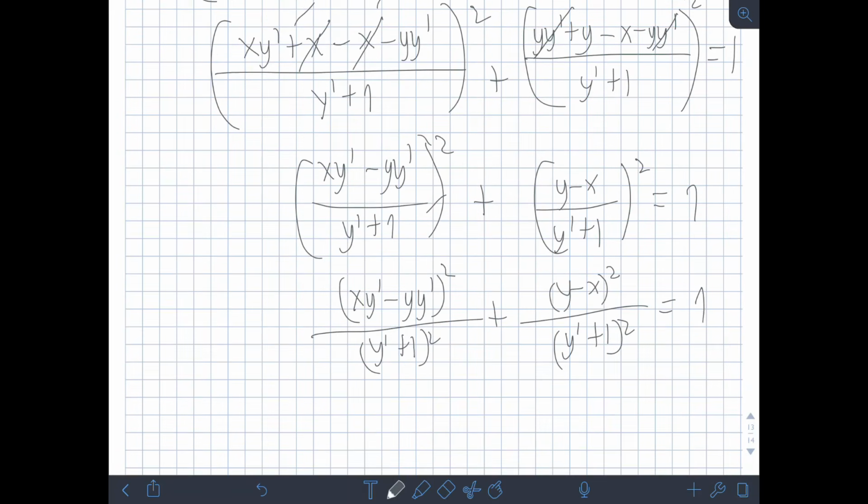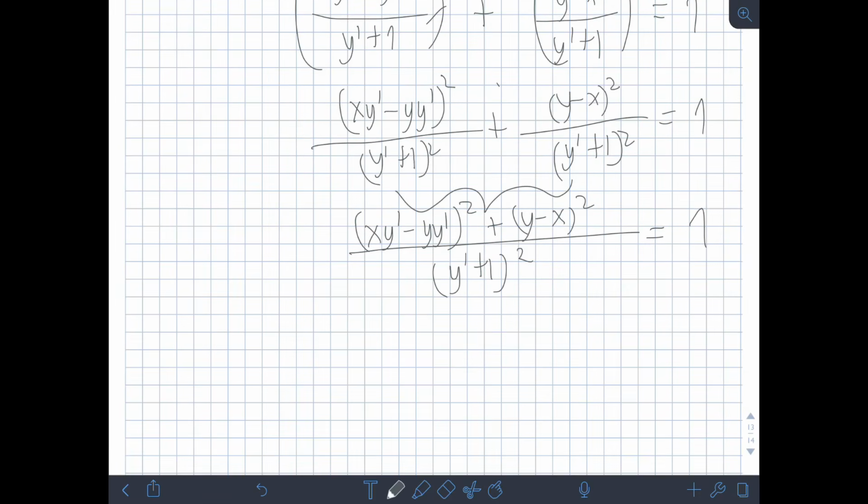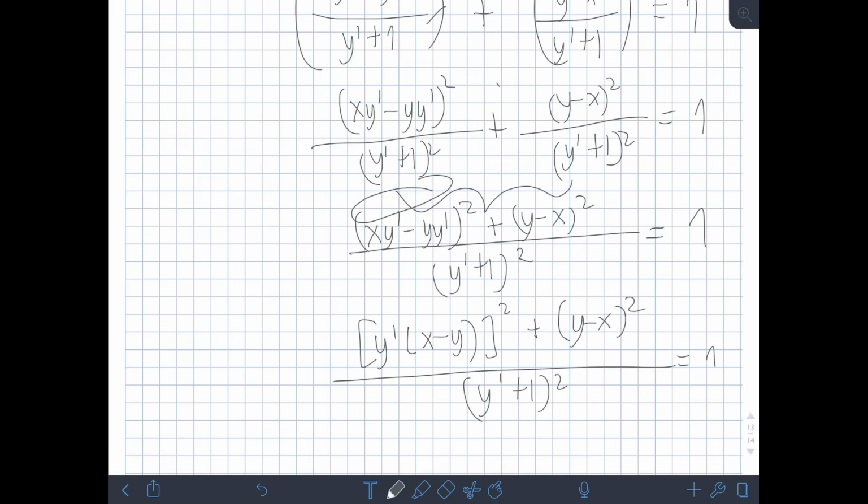Law of exponents. Tapos pagsamahin natin to as a single fraction. (y prime plus 1) quantity squared. Tapos yung denominator, dahil similar fraction sila, add na lang natin. (xy prime minus yy prime) squared plus (y minus x) quantity squared is equal to 1. Tapos, eto, pwede pala natin tong i-factor. Itong expression na to, magiging (y prime times (x minus y)) quantity squared plus (y minus x) squared over (y prime plus 1) squared equals 1.